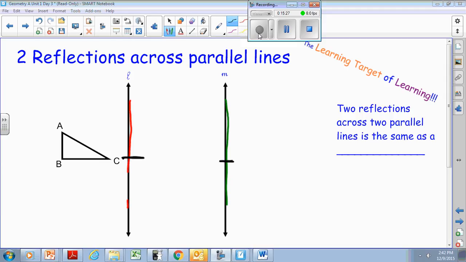Did you guys do that? All right, you make that mark there. Step 2. Red first, then green. Okay, here we go.